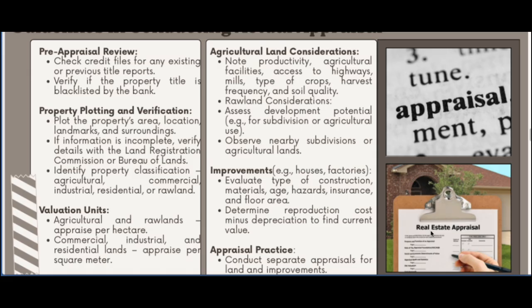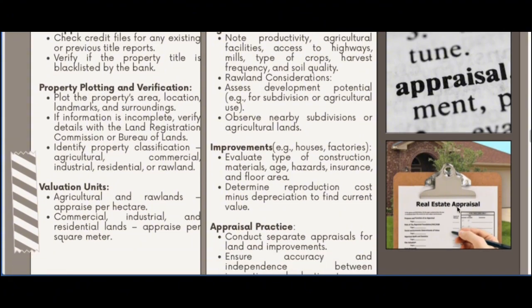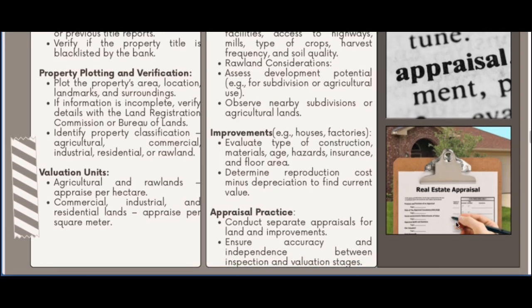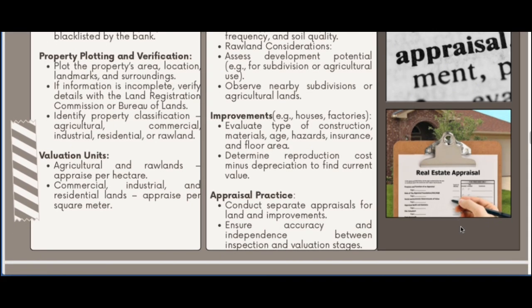Finally, for this section, appraisal practice highlights two important principles. Conduct separate appraisals for land and improvements. Land and any buildings on it are often appraised separately. Ensure accuracy and independence between inspection and valuation stages. It's crucial that the inspection process and the final valuation are conducted independently to ensure fairness and accuracy.